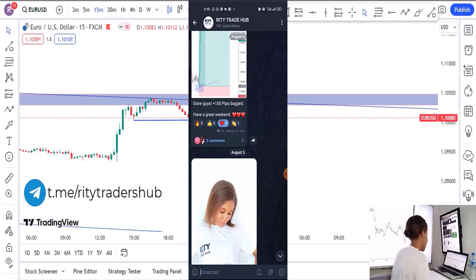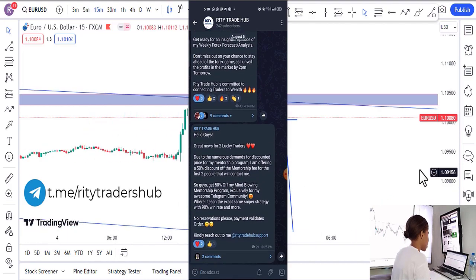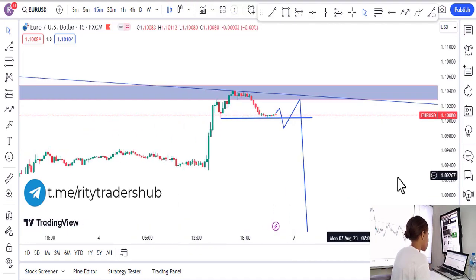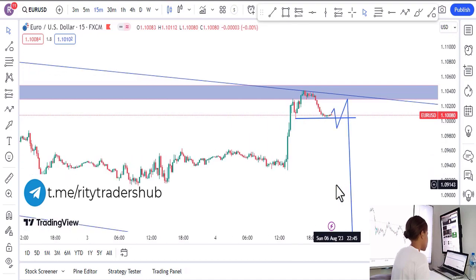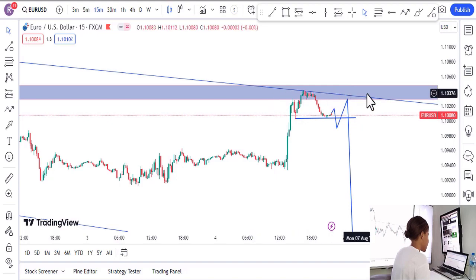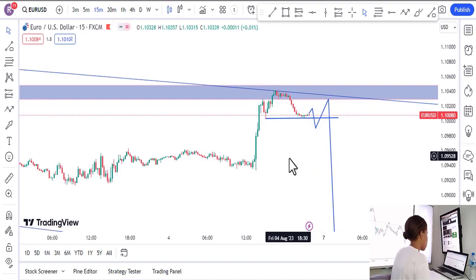So back to our chart, back to our 15-minute time frame, guys. This is what we are looking out for to short this week, except the price breaks this level, right? This level, as you can see, except price breaks above it and moves to the upper side, then we can change our bias. But for now, we are looking to short the Euro Dollar.